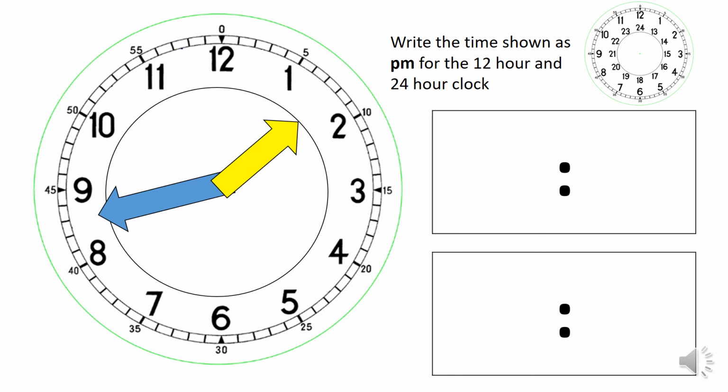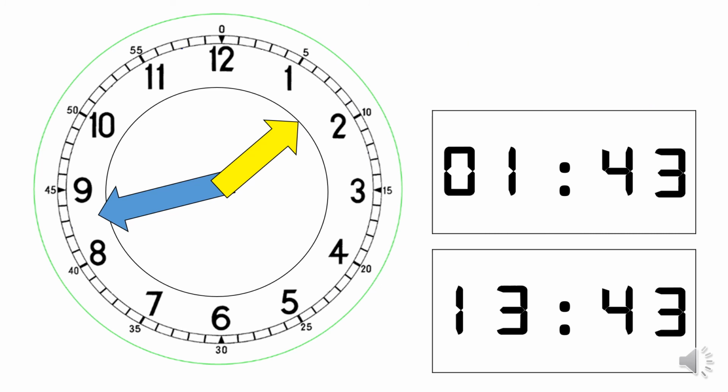The next one, 1:43. How do we show 1:43 on a digital clock for the afternoon? Take a pause in the video. The 12-hour clock is shown here, and the 24-hour clock is shown here.